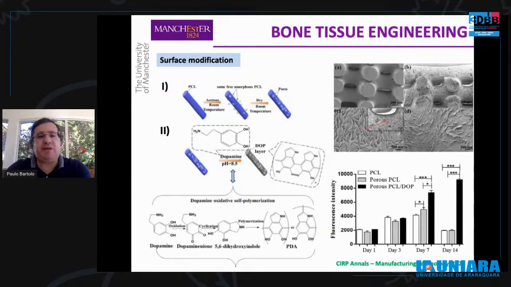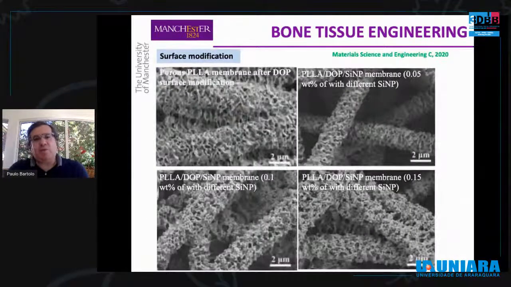The scaffolds were then doped with dopamine to increase not only the hydrophilicity of the scaffolds, but also cell adhesion and cell spreading. And here, we presented another method. The previous one was tested with polycarbonate lockdown scaffolds produced using an extrusion-based machine. In this case, we use structures produced using electrospinning and PLLA.